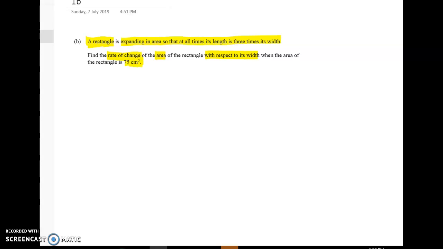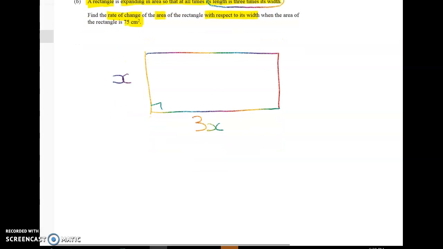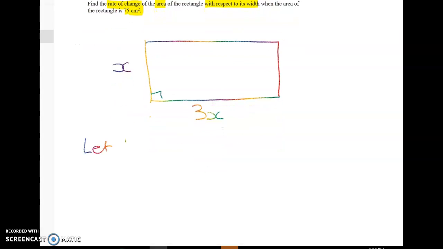So you know that I'm going to tell you to start by defining some variables and drawing a diagram. So let's draw, badly, a rectangle. Let's call the width x and let's call the length 3x. Now I'm saying that because we're told that at all times the length is 3 times its width. Right, so let the width be x. Now it's worth writing that down. So let the width be x, and then the length will be 3x.